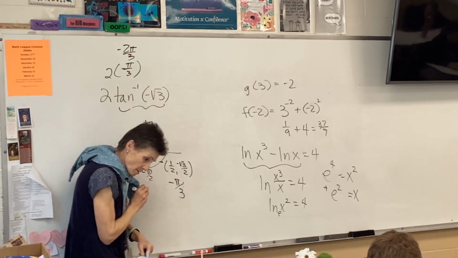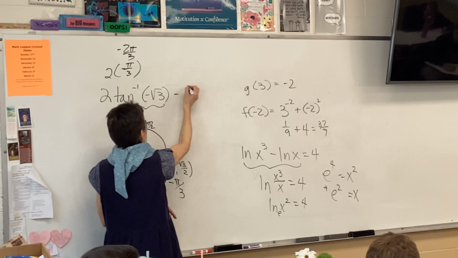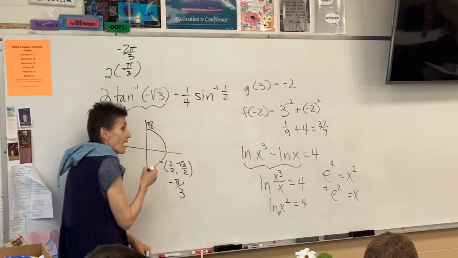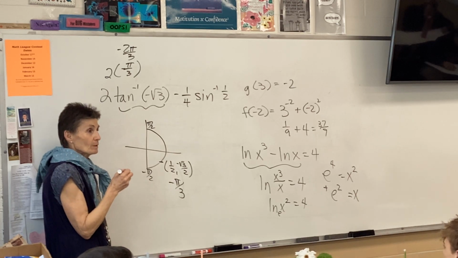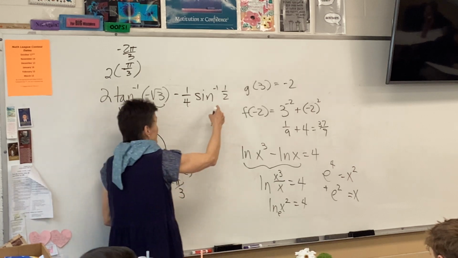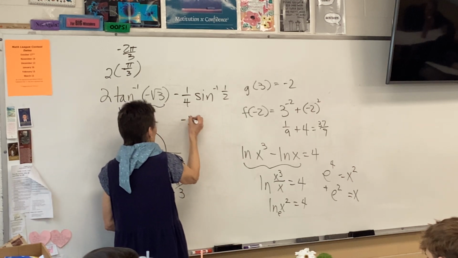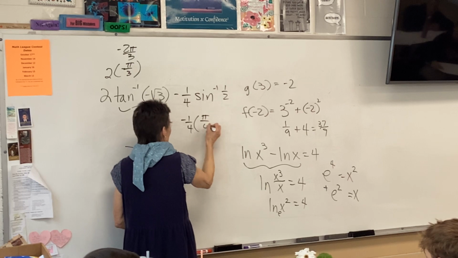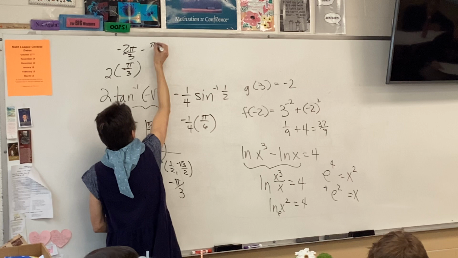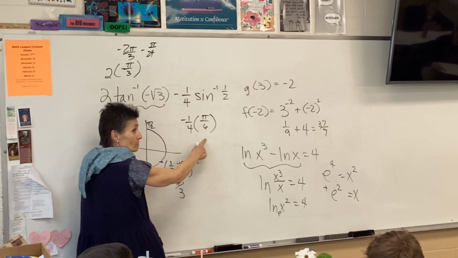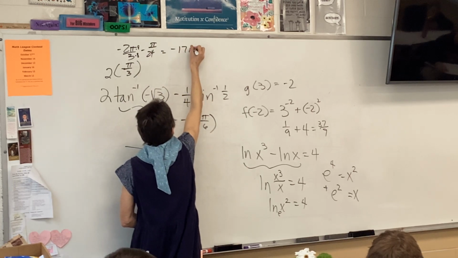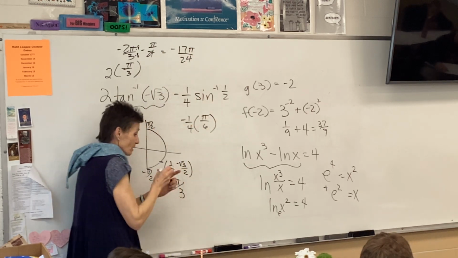All right, now what's the rest of the problem? Minus 1/4 times the angle whose sine is 1/2. Right? Okay, sine 1/2, what is that? You should know that one. Pi over 6. So 1/4 of that would be minus pi over 24. Get a common denominator. Looks like my answer is negative 17 pi over 24.